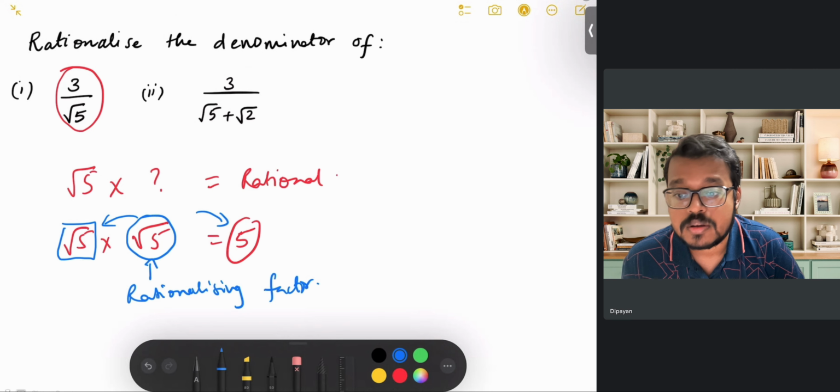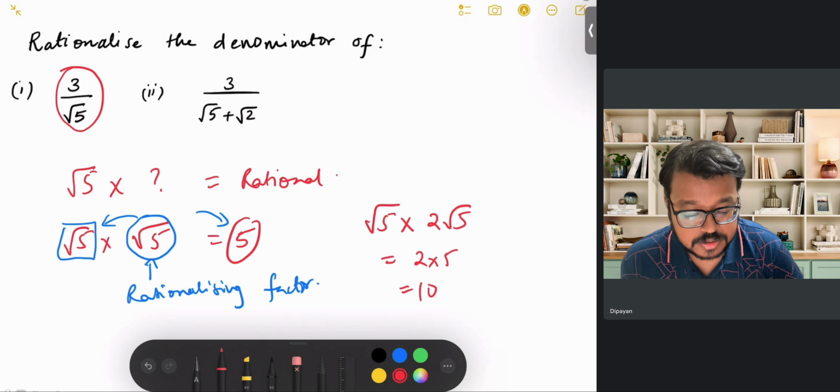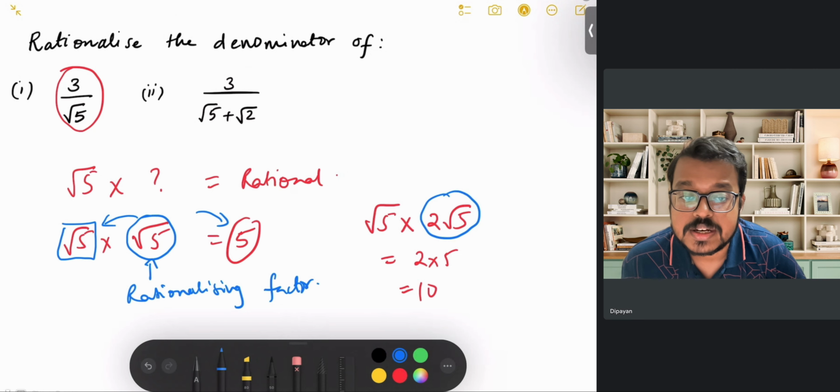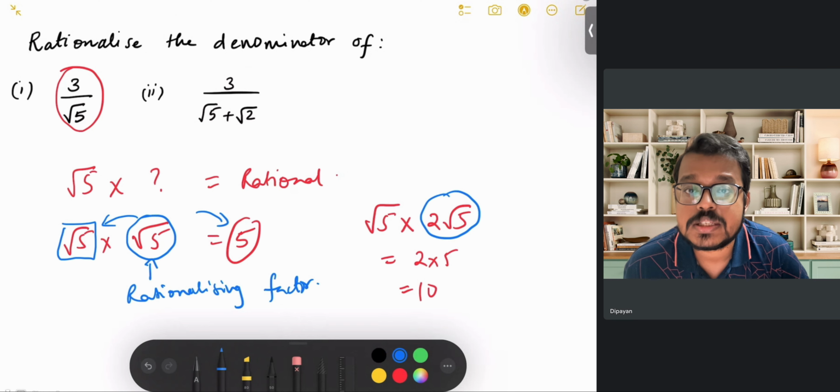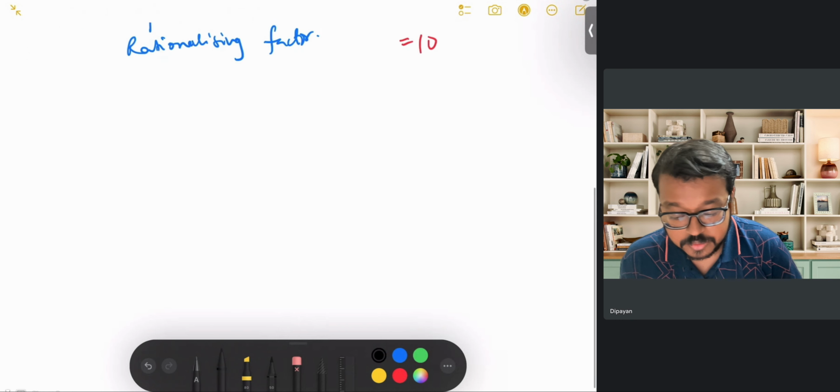Now, among all the rationalizing factors, I will try to think of the smallest rationalizing factor. For example, root 5 multiplied by 2 root 5 will be the same as 2 into 5, which is 10. So now 2 root 5 is also a rationalizing factor for the number root 5, but the smallest or the lowest rationalizing factor for root 5 is root 5 itself. Now let us solve the question.